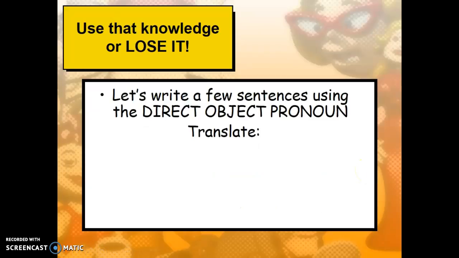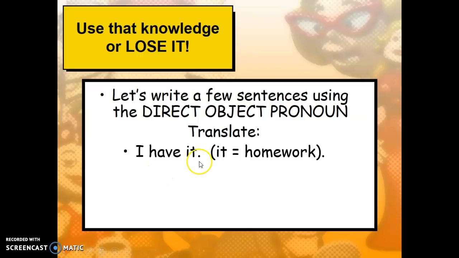For example, let's write a few sentences using the direct object pronoun. Translate, I have it. It referring to homework, so you're going to have to remember, how do you say homework in Spanish? I'll give you a hint, it's la tarea. So knowing that homework is la tarea, you need to say I have, and then you need to say it. La tengo. It I have.